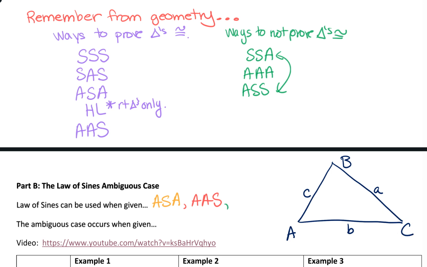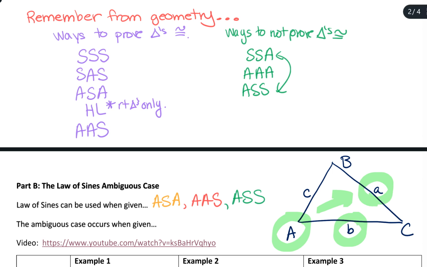Another one that we have is ASS. In this case, I have an angle, and then a side, and then another side. That works because I have the pair of A's, and then I could find the B, and then use my triangle sum to find the C, and then the missing side c. Or if I have ASS in another direction, A, then S, then S, that works as well, because again, I have my pair of A's. So ASS also works.